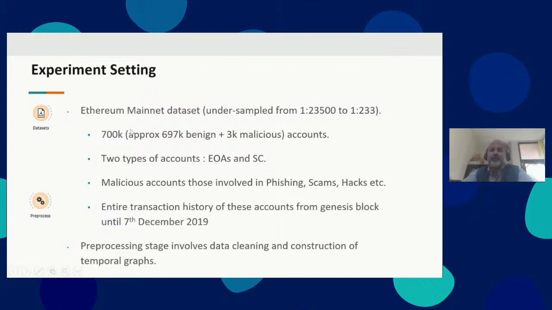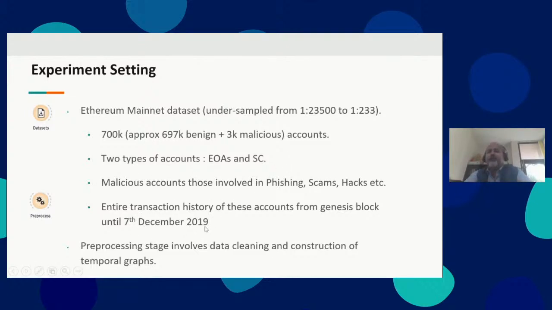So we take about 700,000 accounts, of which the majority, 697,000, were benign and 3,000 were malicious. And there are two types of accounts in Ethereum: the accounts owned by people, and then there are accounts that are basically smart contracts. So you also have to see which of the smart contracts are malicious, and in which cases the individual accounts, externally owned accounts, EOAs, are malicious. And as I said, the malicious accounts are phishing, scam, hacks, etc.